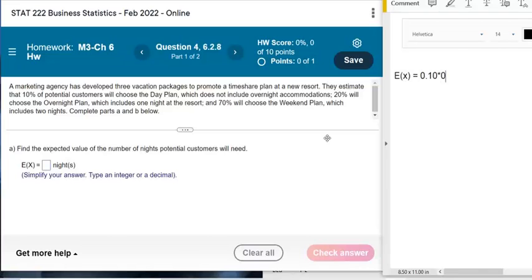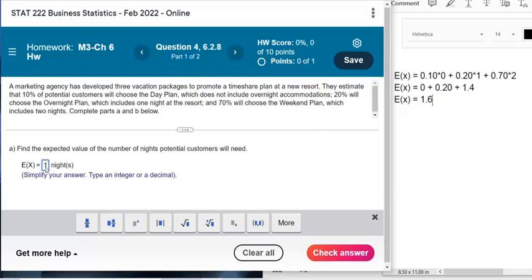There are 0 nights with the day plan. And here's the decimal form of the probability for the next option. 20% would choose the overnight plan, which is 1 night, so the value is 1. And then 70% will choose the weekend plan, which includes 2 nights, so 2 is the value on that one. So this is 0, this is 0.2, and this is 1.4. So we're expecting 1.6 nights per customer.